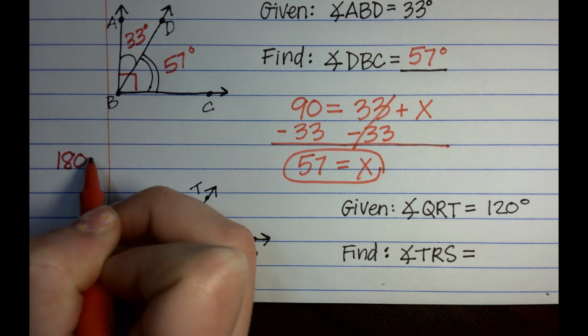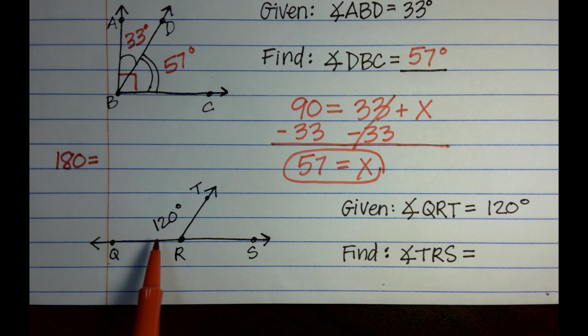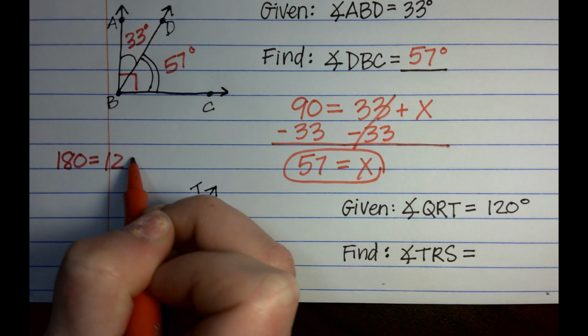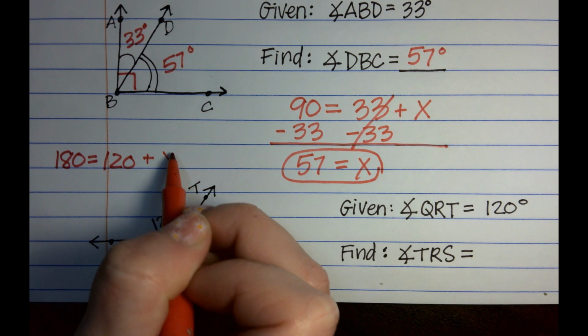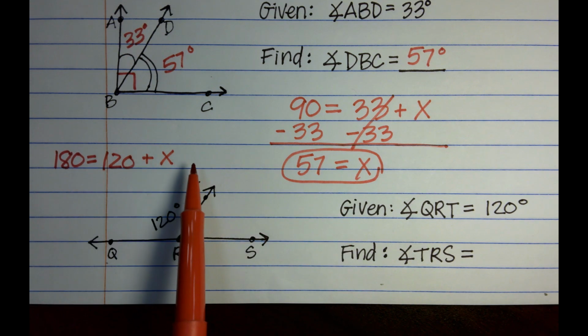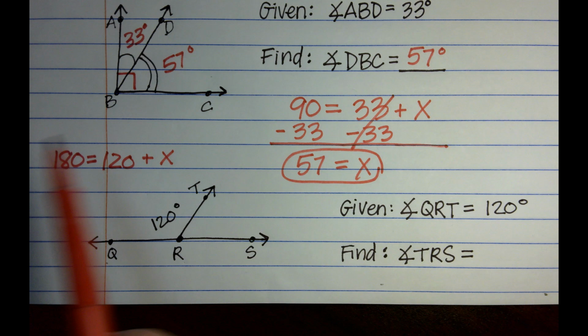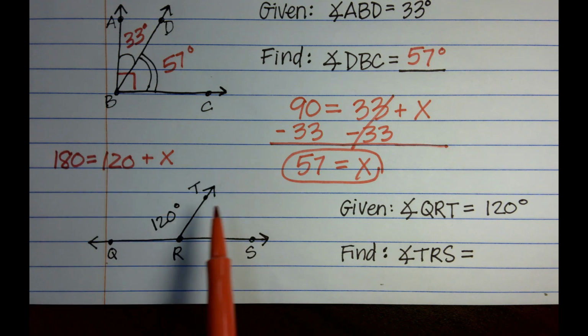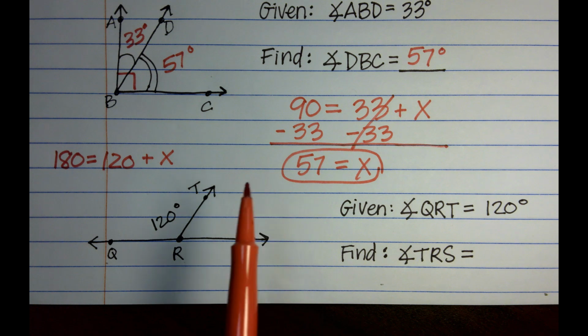We would say 180 is equal to 120 degrees plus whatever this is, 120 plus X. And if you prefer to have your equation flipped around, like 120 plus X equals 180, that is just fine. That's the same thing.